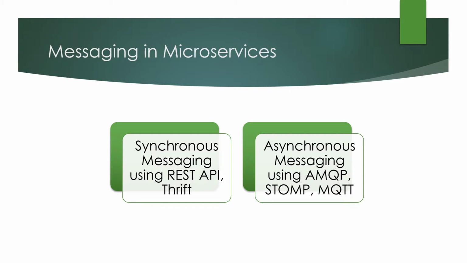The next one is asynchronous messaging. For some microservices scenarios, it's required to use asynchronous messaging techniques since the client doesn't expect a response immediately or does not accept a response at all. In such scenarios, asynchronous messaging protocols such as AMQP, STOMP, or MQTT are widely used.